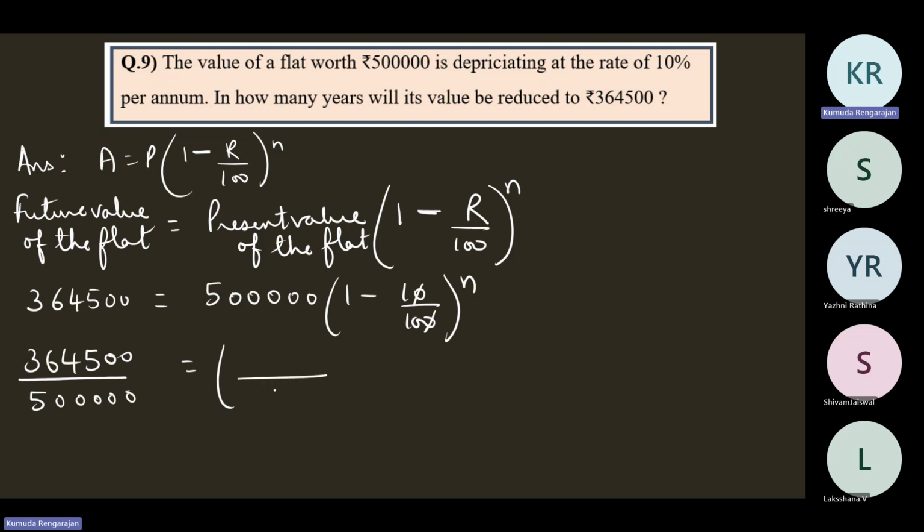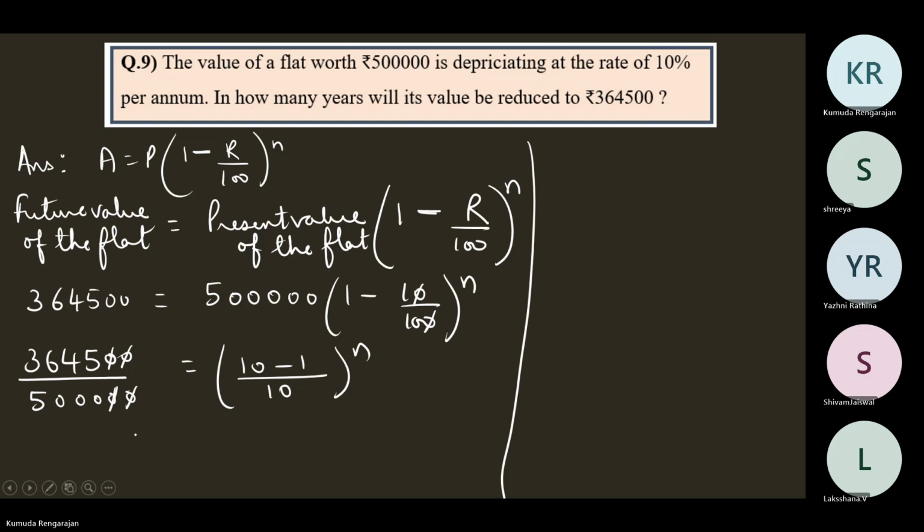On taking the LCM, you get 10 as a common denominator, so 10 minus 1 to the power n. This is LCM, children, okay? That's what we've been doing all the while. Reduce this and tell me. Cancel the zeros, the simple thing I'll do. Reduce and tell me.